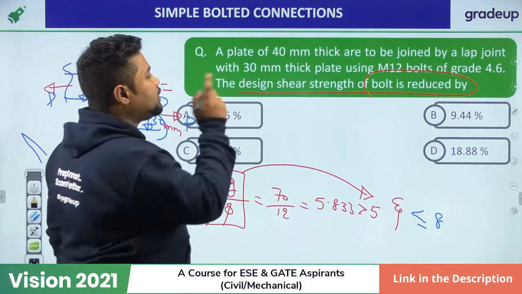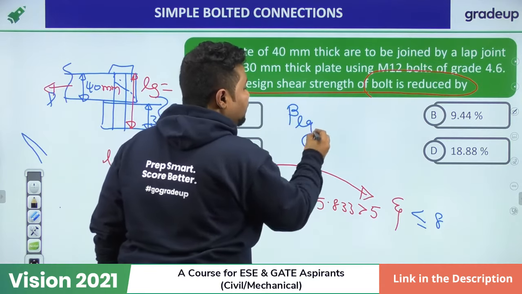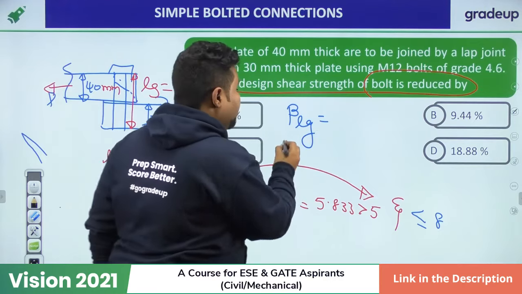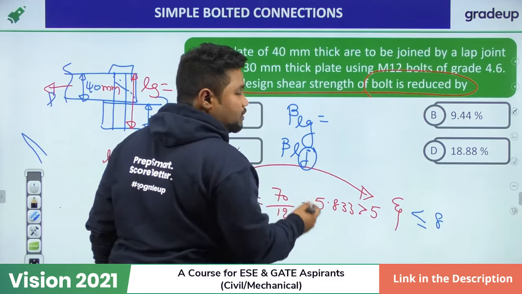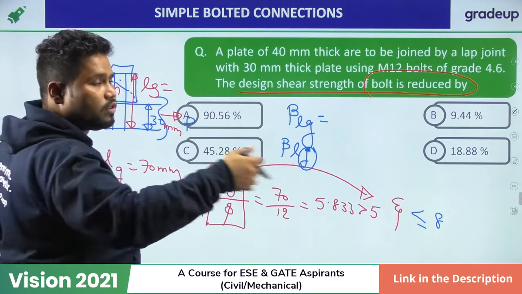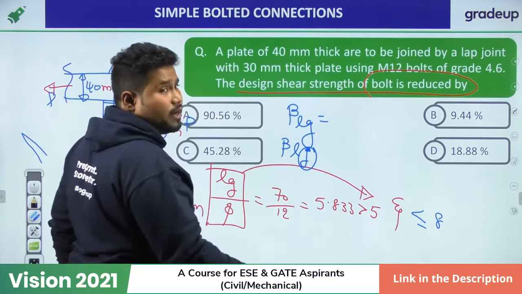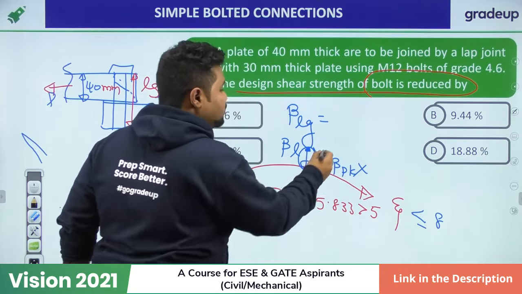What is the reduction factor that I can use here? The reduction factor is beta LG, due to long grip. L stands for long, G stands for grip. Beta LJ stands for long joint. There is no long joint here. The long joint can be there if I know the total detailed connection. There is no such thing, and there is no packing plate also. So beta PKG is also not possible.